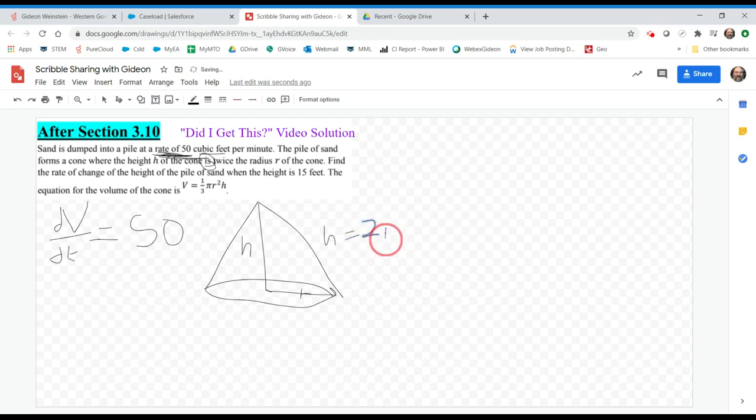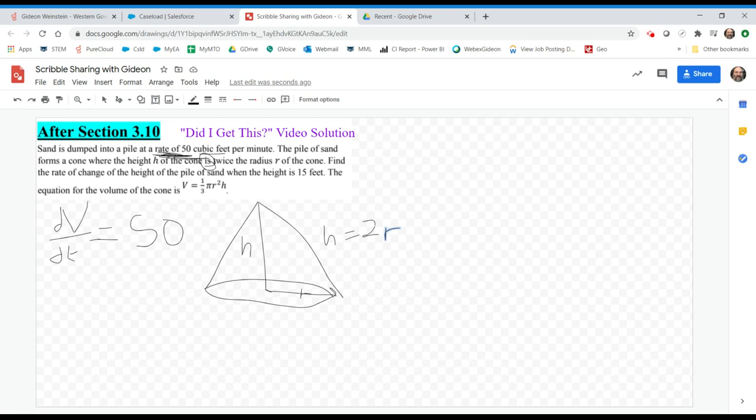Now this is powerful. I can get rid of a variable, kind of like when you used to have systems of equations and you could solve one variable in terms of the other and then plug it into the other equation. So if I can find another equation, I can plug this in and get rid of one of the variables.